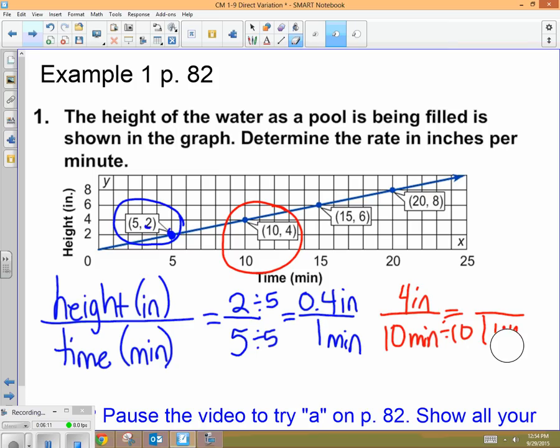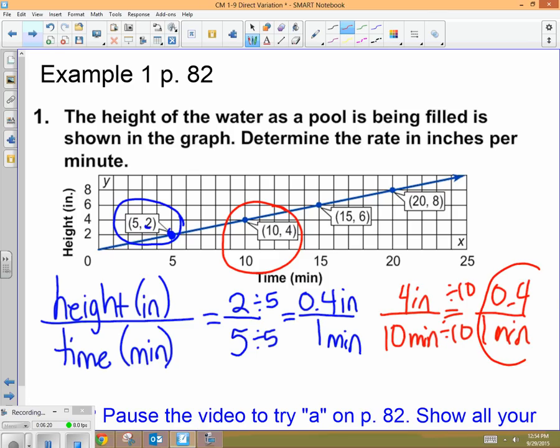So in 1 minute, 4 divided by 10 would be 0.4, which is exactly what we got over here. Since it's changing at the same rate, we would say it's a constant rate of change. So that means the pool fills at a rate of 0.4 inches every minute.